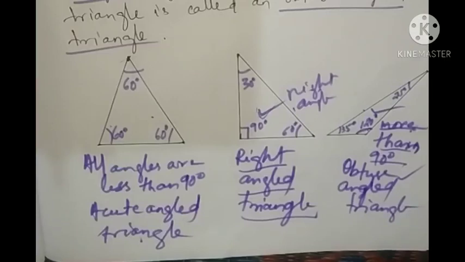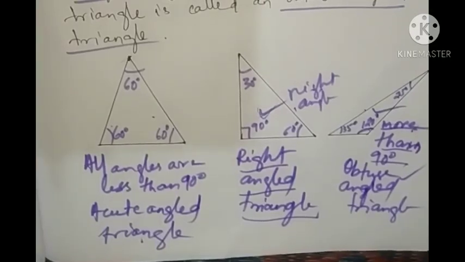So these are the classification of triangles on the basis of sides and on the basis of angles. On the basis of sides, we have seen scalene triangle, isosceles triangle and equilateral triangle. And on the basis of angles, there is acute angled triangle, obtuse angled triangle and right angled triangle. So this is about today's class. I hope you have understood. Okay, thank you.